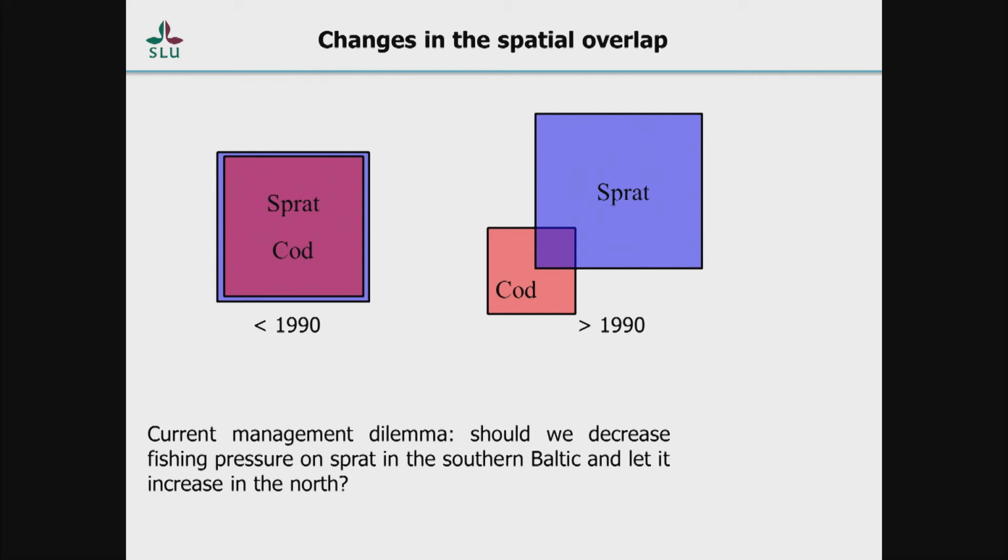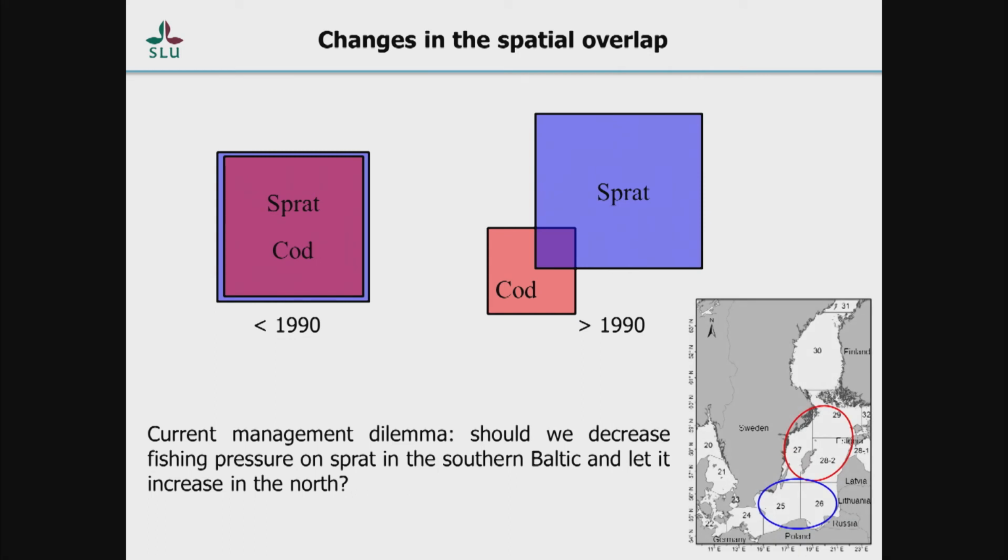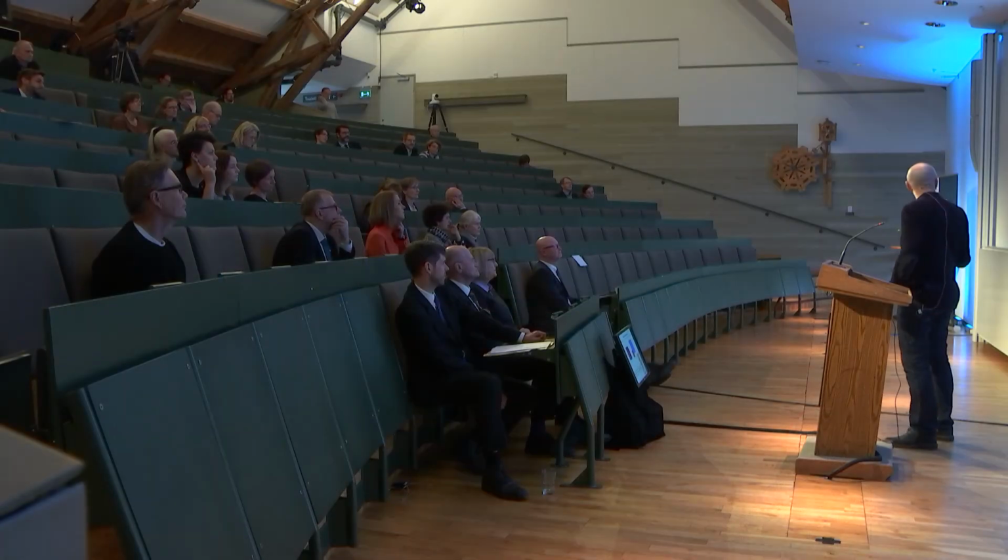So one dilemma that we had in the last years that has been discussed many times also at the European Commission level is whether we should decrease the fishing pressure on sprat in the south, so actually to leave more food for cod in the south to grow bigger, and instead increase the fishing pressure on sprat in the north, because we have a lot of sprat in the other area. That could sound like good biological advice, or a good management action from a biological point of view, but of course we need also to consider the political constraints.